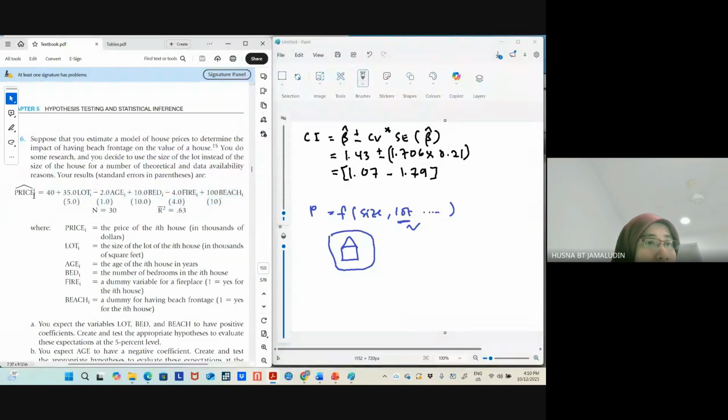What is this? This is I. This is cross-sectional data. So when you look at the equation, check the expected sign. Lot: you expect that the bigger the lot of the house, of course, the higher the price. So positive is fine.